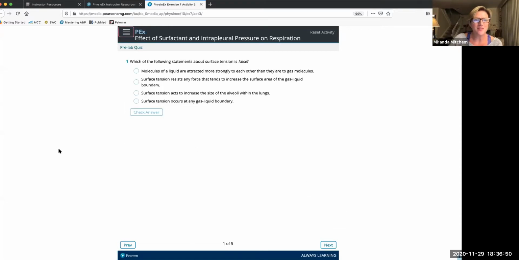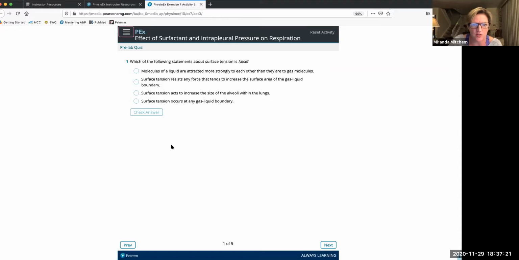Okay, so here is our pre-lab quiz. Which of the following statements about surface tension is false? Molecules of a liquid are attracted more strongly to each other. That's true. Surface tension resists any force that tends to increase surface area. Let me think about that in a minute. That's true. Surface tension acts to increase the size of the alveoli.